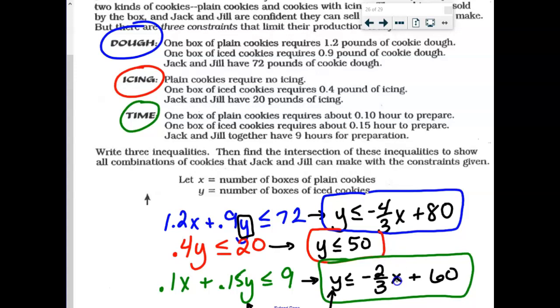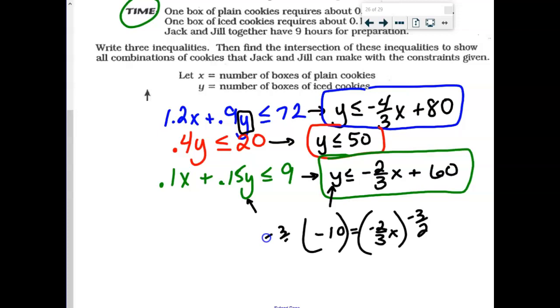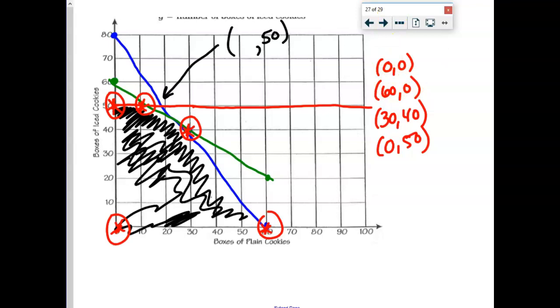So real quick on your calculator, guys, we're going to have 50, so that means we would subtract the 60 over. So 50 minus 60 is -10. And then you'd have to multiply it by the reciprocal, right? So multiply by -3/2. And you get 15. 15, yeah. So that ordered pair came out to 15, 50.